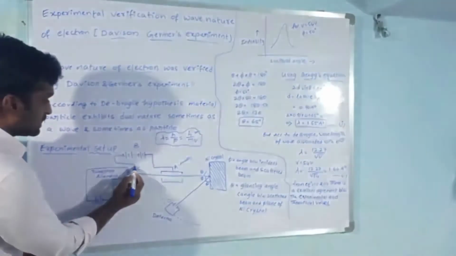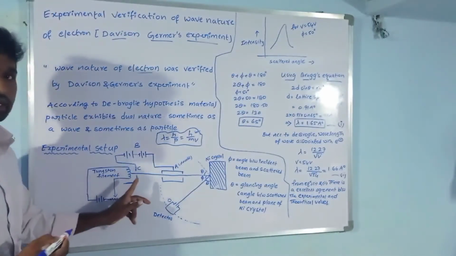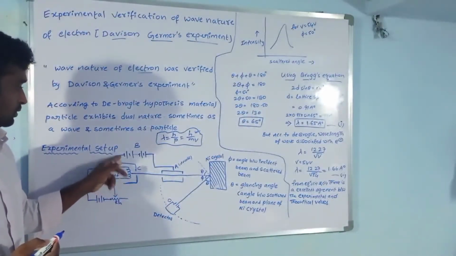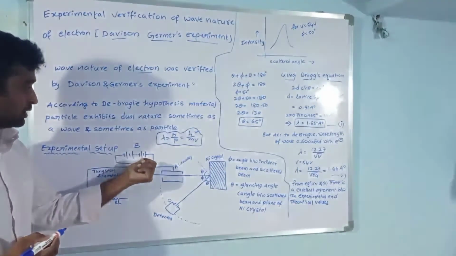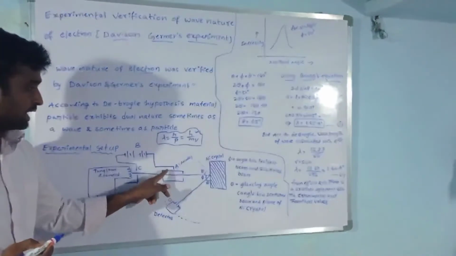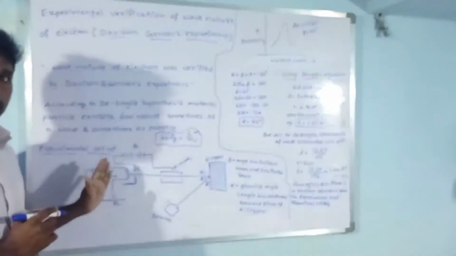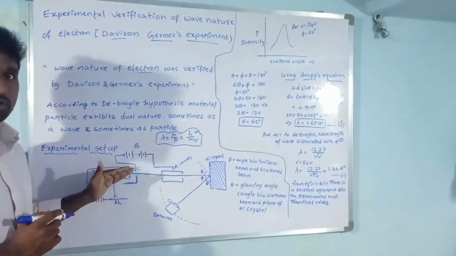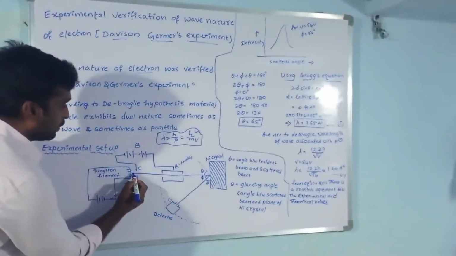This is a cylinder. Cylinder C acts as a cathode, connected to the negative terminal of the battery. The positive terminal of the battery is connected to an anode. The electron beam emitted by the tungsten filament is collimated into a narrow beam.